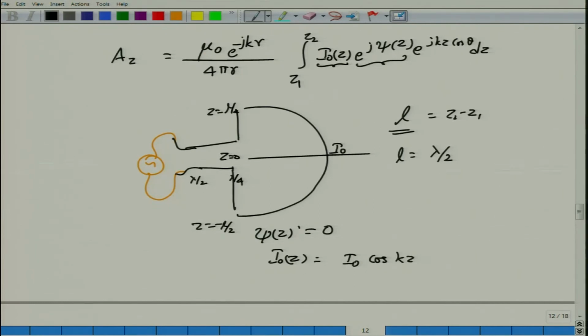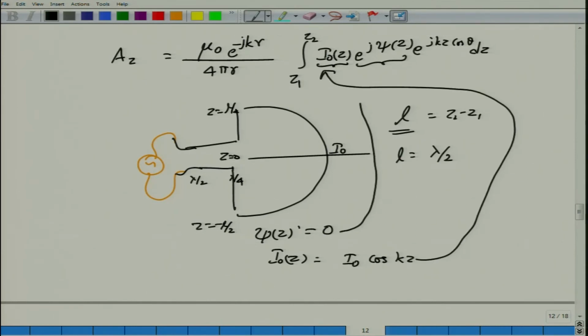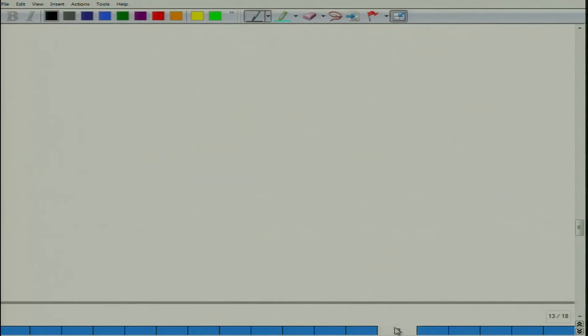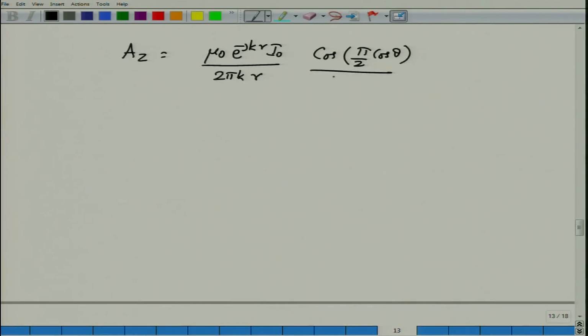You can then substitute this I naught cos kz into this expression, and substitute psi of z into this expression, and you will still realize that this integral is not so simple to solve, but if you do solve, you will actually get the z component to be mu naught e power minus j k r I0 divided by 2 pi k r cos of pi by 2 cos theta divided by sin square theta. So, this is your z component.